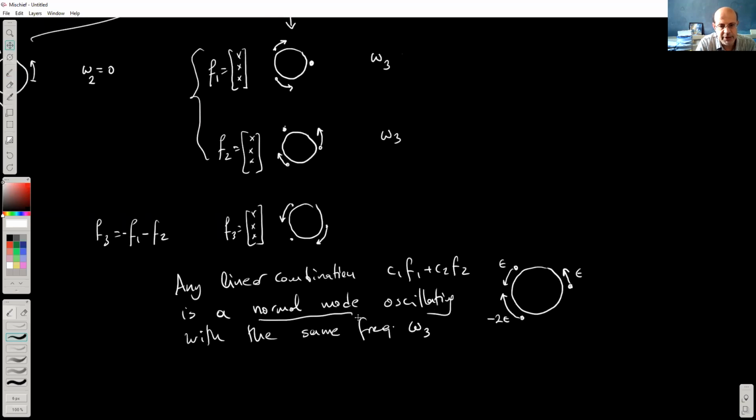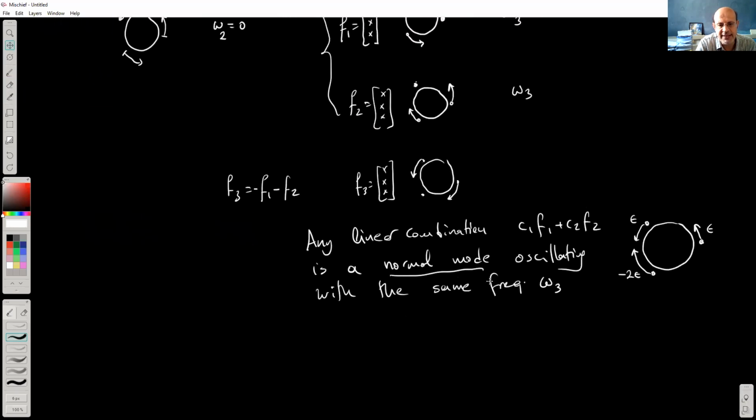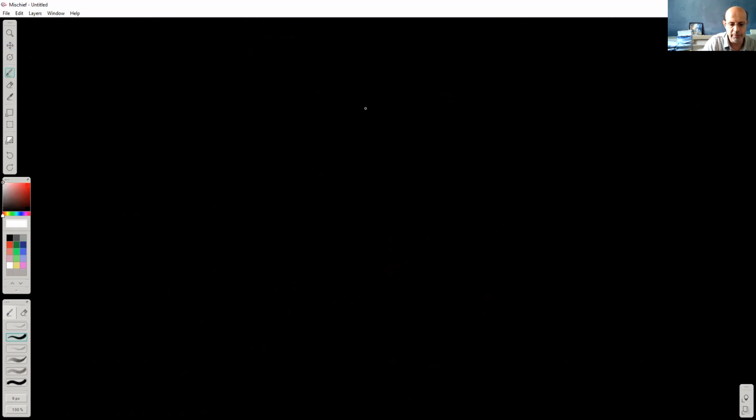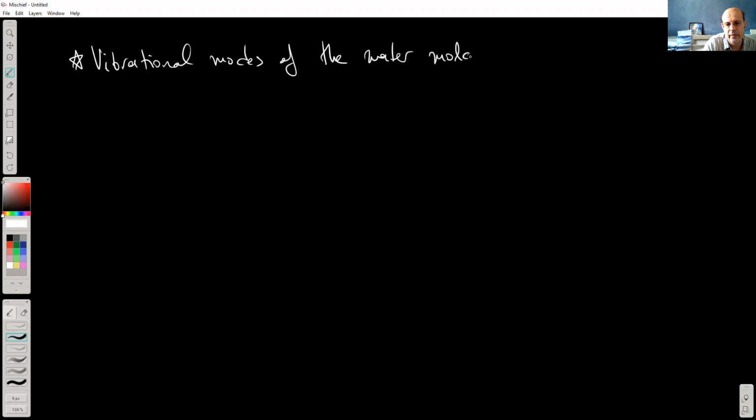So in any case, I'm just going to continue to something else, right? So these are some toy problems. Then we can talk about some realistic problem like the vibrational modes of the water molecule. Okay, so this is from John's textbook, actually. It's an example that I took from John's textbook.